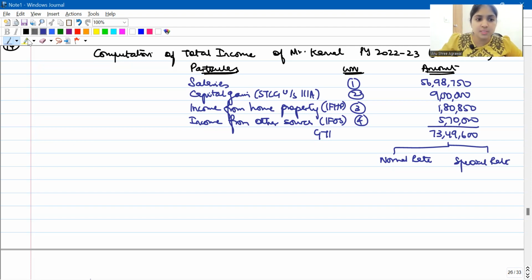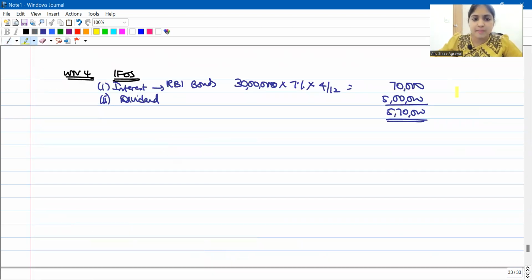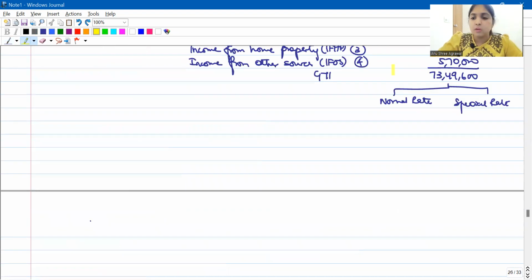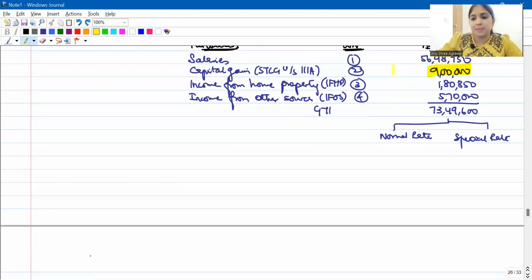What are my special rate incomes here, guys? It's only capital gains. Income from other sources, do I have any special rate income here? No, I don't have any betting, gambling income and all. So my only special rate income is capital gains. So special rate income, 9 lakhs. And the balance, 64 lakh 49,600, will be my normal rate income.